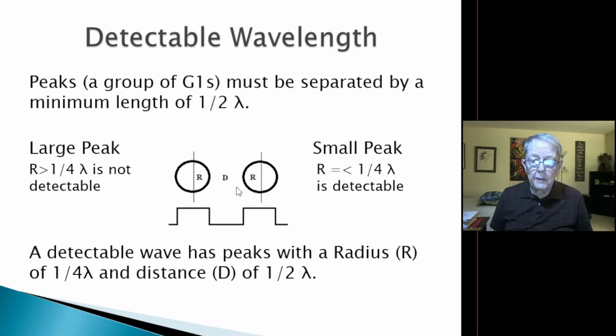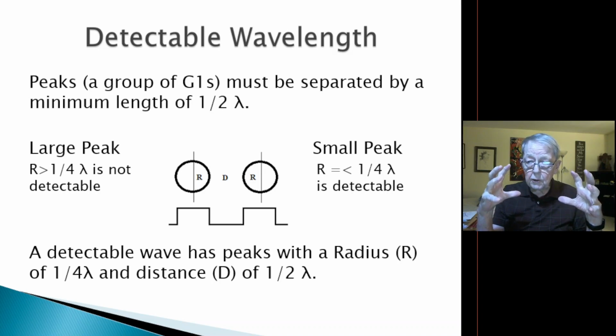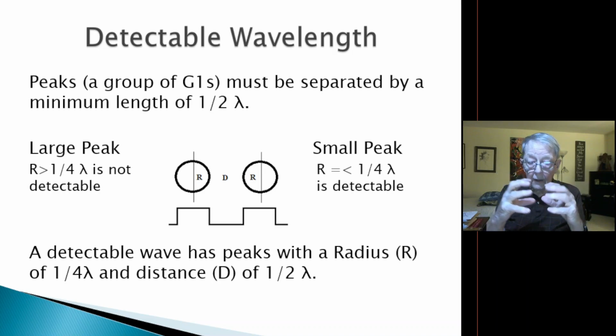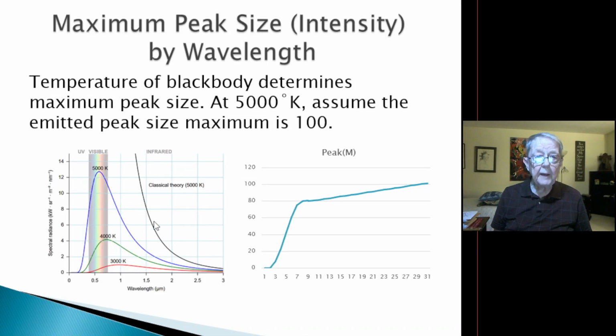criteria. Point being, if the peak is too big and you're at a high frequency, this is what Planck was saying. The peak was too big at a high frequency. It can't happen. I'm saying you can't detect it because there's not enough space between them to discern that it's a wave. That's a further explanation of that.